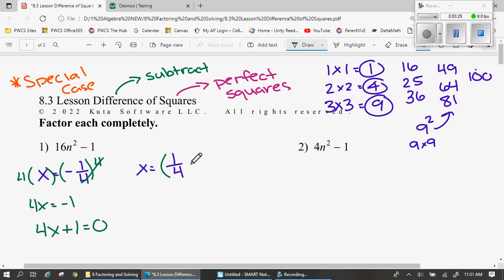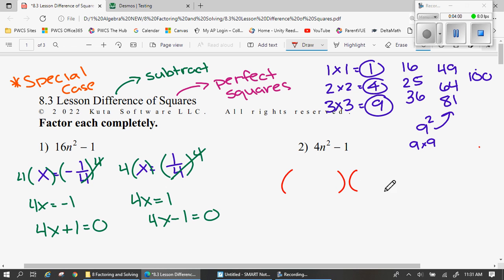I could do the same thing here. Multiply by 4. Move my 1 to the other side, it'll change its sign, and I'll get 4x minus 1. So we have similar factors. The only thing that's different is one is a plus 1 and one is a minus 1. And so when we have perfect squares, we can find their factors by using this specific pattern. We are going to have two factors. One's going to be a plus, one's going to be a minus.